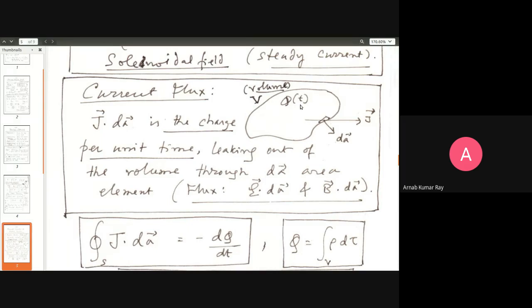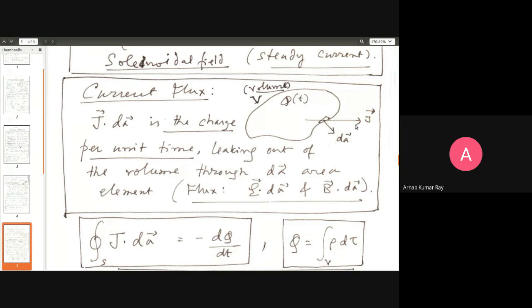It contains a whole big amount of charge initially, and then let's say somebody is squeezing this sponge, and the charges are flowing out. And so this is J, the amount of charge flowing out through unit area in unit time.